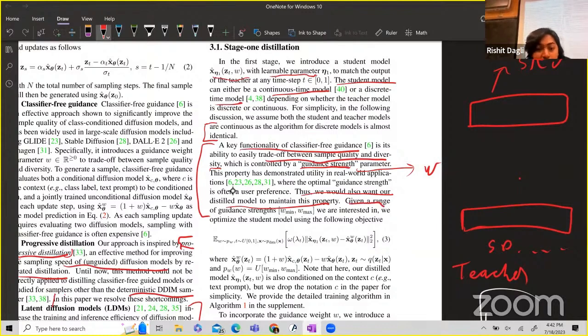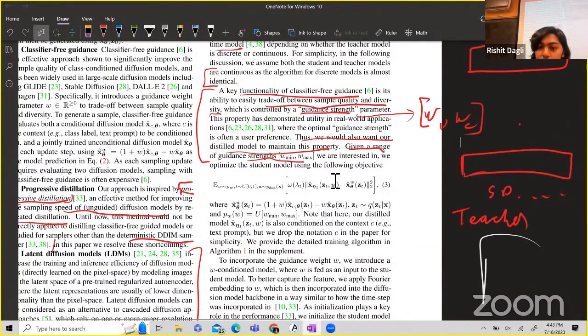Oh, but you can give it a range of guidance strengths. Oh, okay. So then you have a range of it, and then you would sample across this range. Okay, yeah, that makes sense. So it's still a hyperparameter, and then they say you optimize the student model using the following objective.